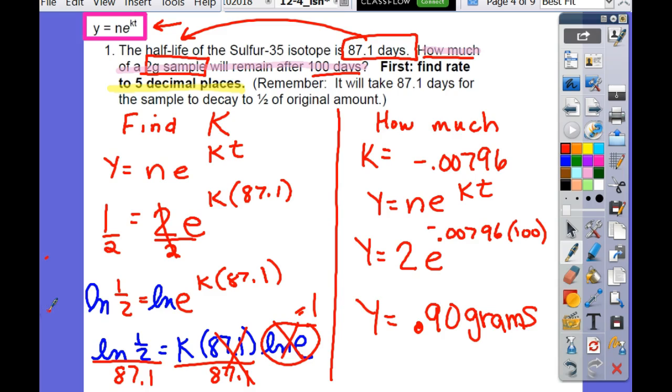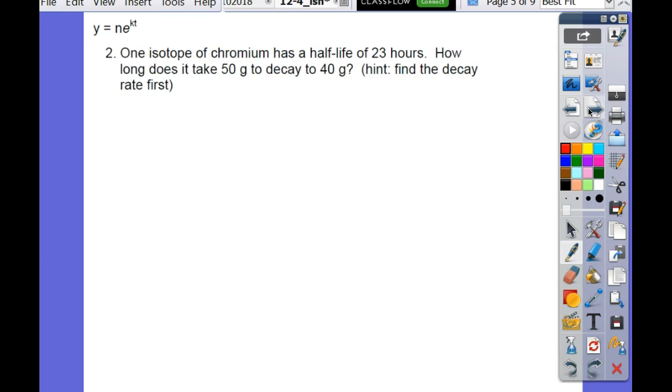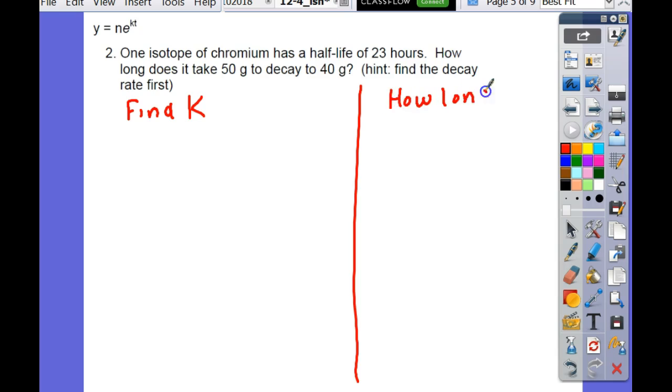So first you have to find the K and then you find the grams. Almost all of our problems will be divided into 2 parts. You found K and then you find out how long. But before you can find out how long does it take for 50 grams to decay, first you have to find out the K itself.